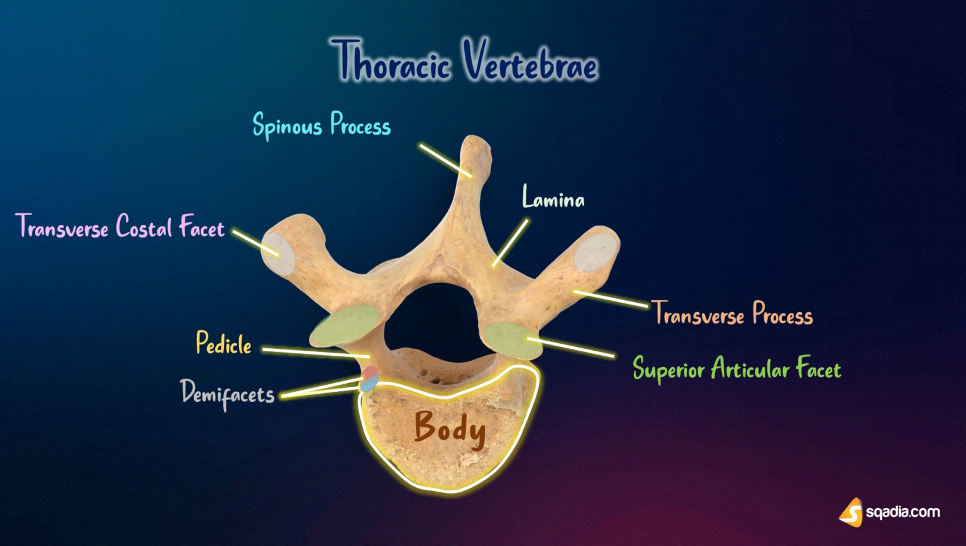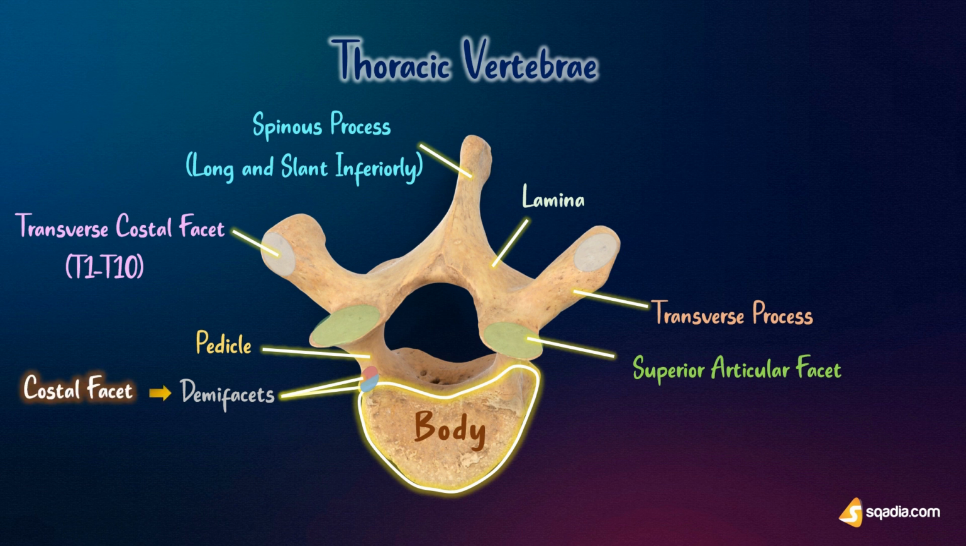These ones articulate with the tubercles of the ribs, but do remember that they are present on 1st to 10th thoracic vertebrae only, that are T1 to T10. And lastly, the spinous processes are long and slant inferiorly. This is because it offers increased protection to the spinal cord, preventing an object, such as a knife, entering the spinal canal. Now, the demifacets are actually the costal facets.